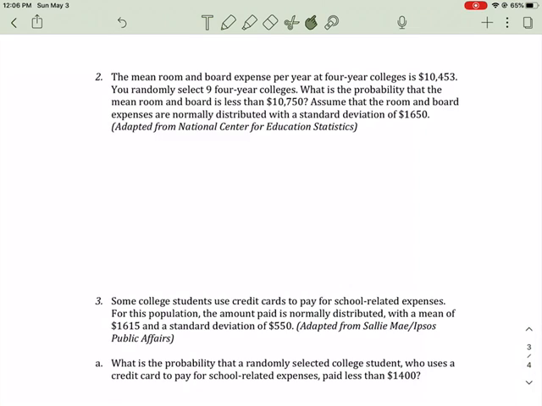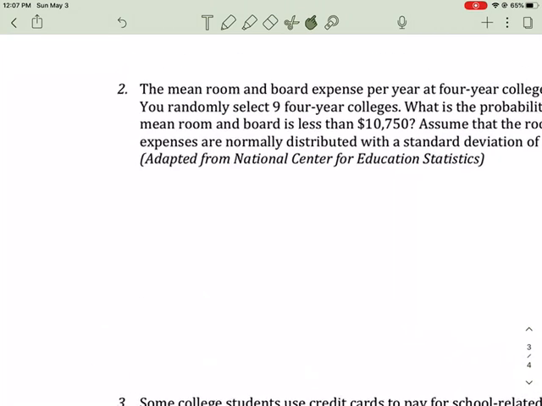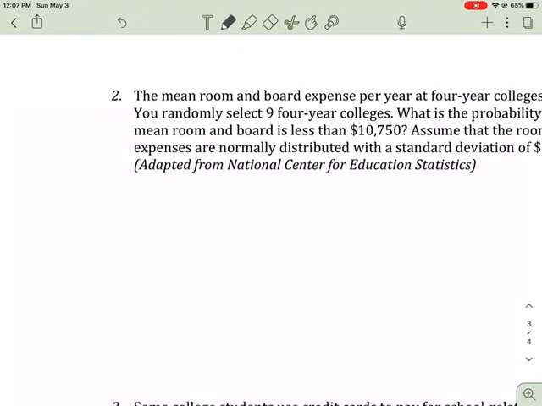Okay, so let's try another one. Again, the key is looking at, do we have a sample size? All right, so we have a mean room and board expense for four-year colleges of about $10,453. We randomly select 9 four-year colleges, and we want the probability that the mean is less than 10,750. We're going to assume that room and board expenses are normally distributed and have a standard deviation of 1,650. So again, I just want to write myself notes here.